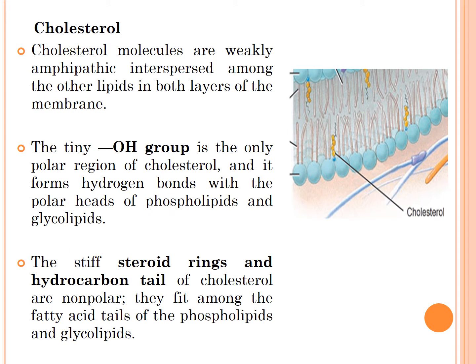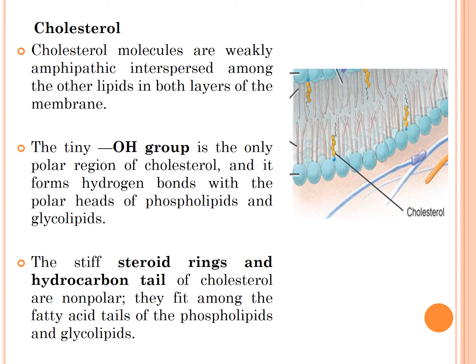Now the second lipid of the plasma membrane is cholesterol. Cholesterol molecules are weakly amphipathic, and they are interspersed among the other lipids in both layers of the membrane, meaning in the upper side and the lower side, among the other lipids.